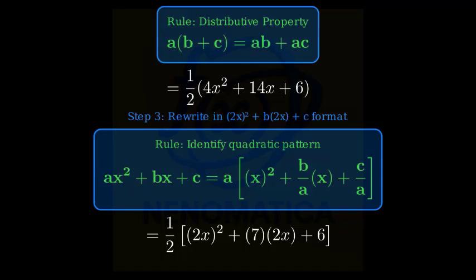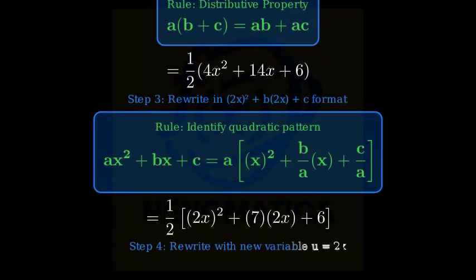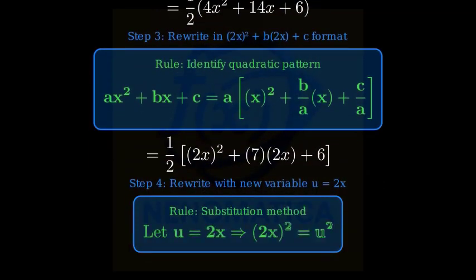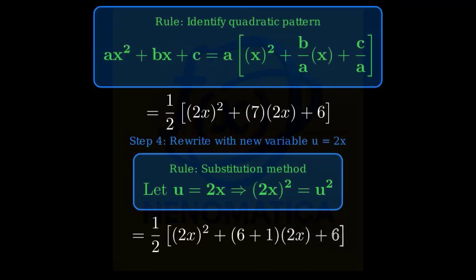In our case, we can rewrite it as 1/2 times the quantity 2x squared plus 2 times 7 times 2x plus 6. To better prepare for factoring, let's rewrite this again to highlight the pattern. We have 1/2 times the quantity 2x squared plus 7 times 2x plus 6. We can think of this as having the variable 2x instead of just x.